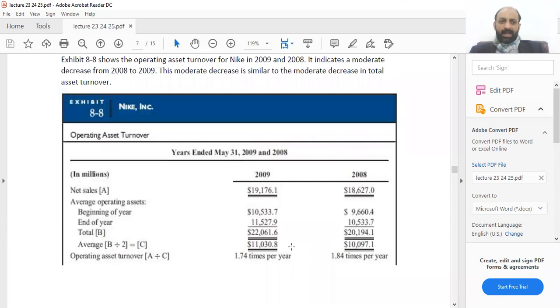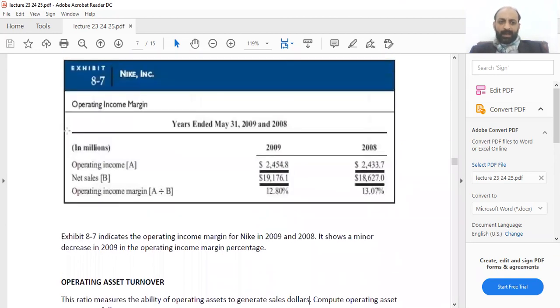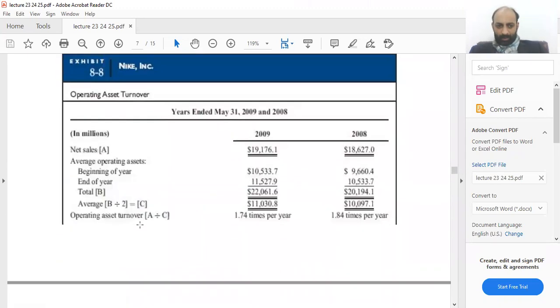And you can see that similarly, if you look closely, there was a decrease in operating income margin as well. So as we proceed, I will tell you the relationship between operating income margin and operating asset turnover.